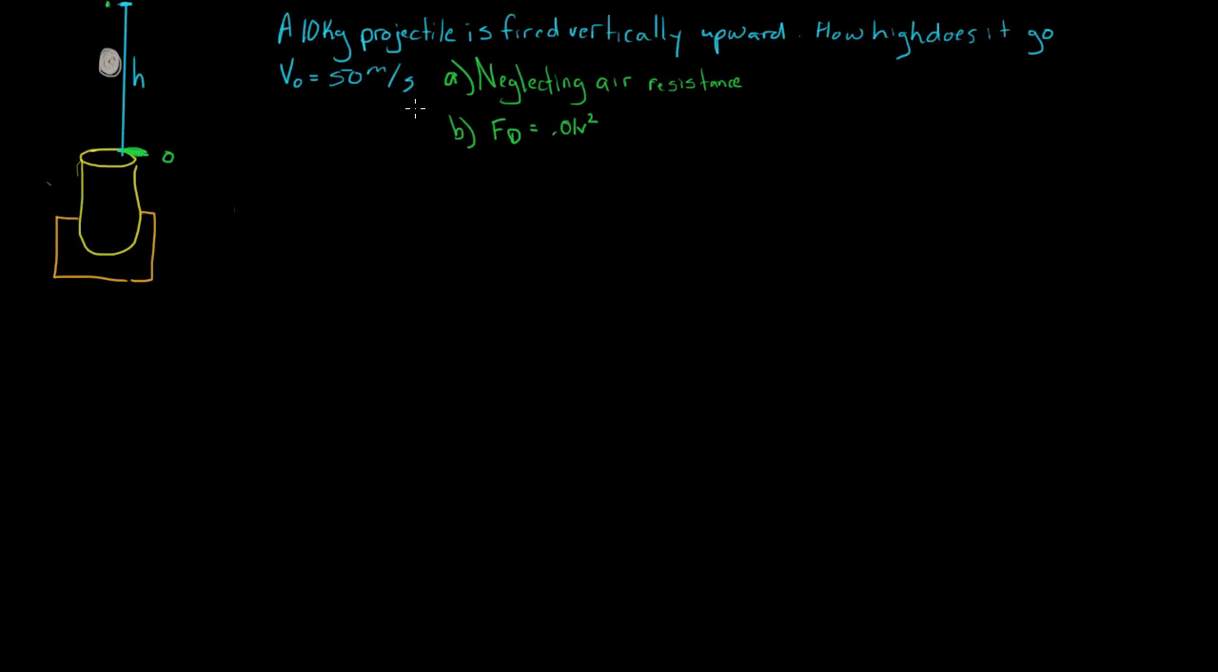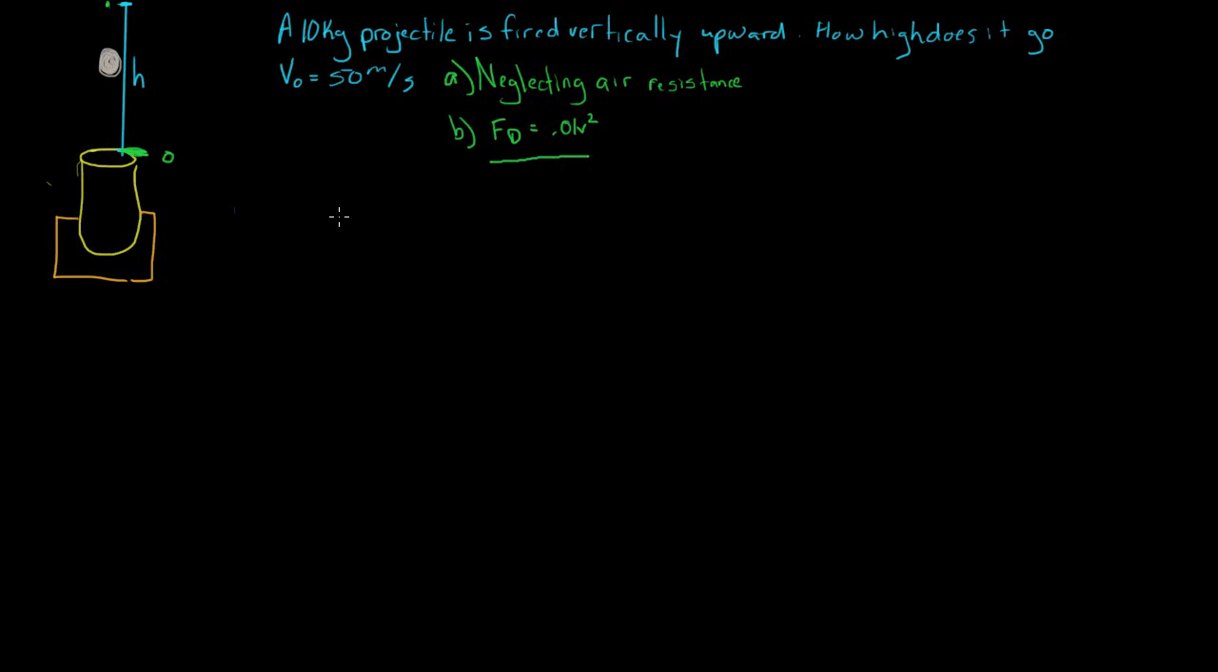This problem is asking us to figure out how far a projectile, which has a mass of 10 kilograms, will go if it is fired vertically upward. We're given that it has an initial velocity of 50 meters per second, and we want to do this problem twice. The first time we want to neglect air resistance, and the second time we want to use this function right here for air resistance, and this function is 0.01 v squared. So let's tackle part A first.